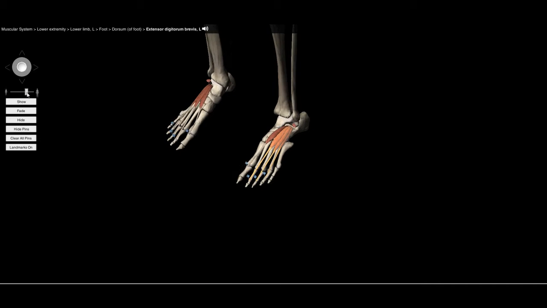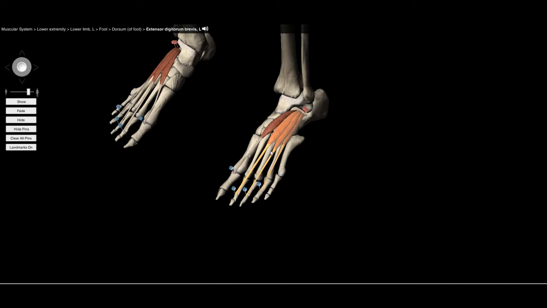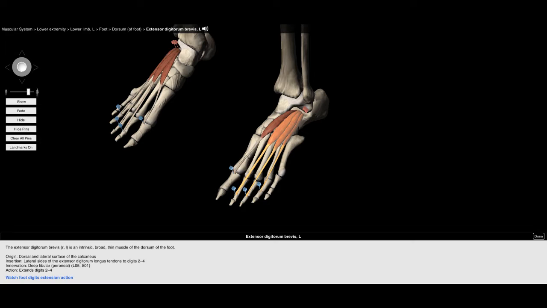The extensor digitorum brevis has an attachment on the lateral surface of the calcaneus, and then inserts into the second, third, and fourth digits, innervated by the deep peroneal nerve, and it is responsible for extension of the second, third, and fourth toe.